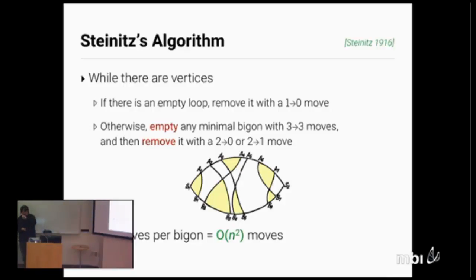So the three connectivity comes in Steinitz's proof. You never have loops, and when you get rid of one bygone, you may immediately create other empty bygones. You just get rid of them immediately, and then you have three connectivity back again.